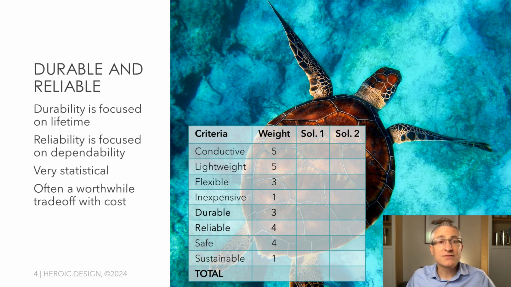If a design lasts for 100 years but fails every day or two, it is durable but not reliable. If a design works without fail for its entire lifetime of 10 minutes, it is reliable but not durable. Durability and reliability often seem to go together, but you might have to make a decision for one or the other. In this case, we have chosen reliability over durability, and you usually have to increase costs to improve both.